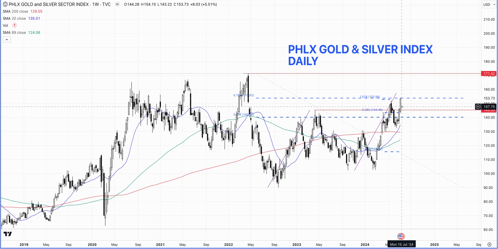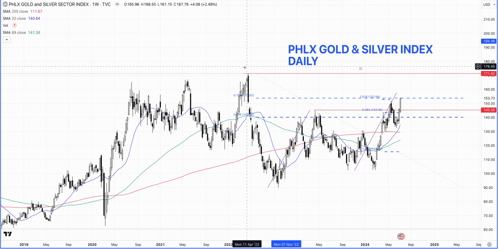The price on the weekly basis is above the 20 period moving average and above the 200 period moving average. The momentum is looking pretty strong. So here, it's really interesting to see how the market will trade. If it is able to get above the 153 level, then in my opinion the next challenge will be the 170, 171 target right here.